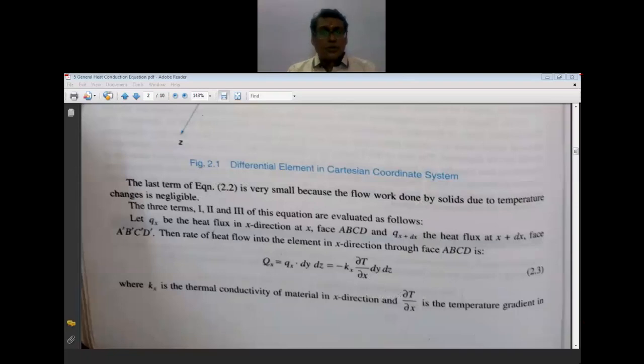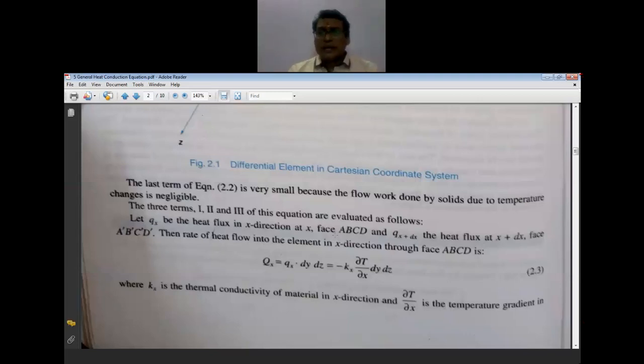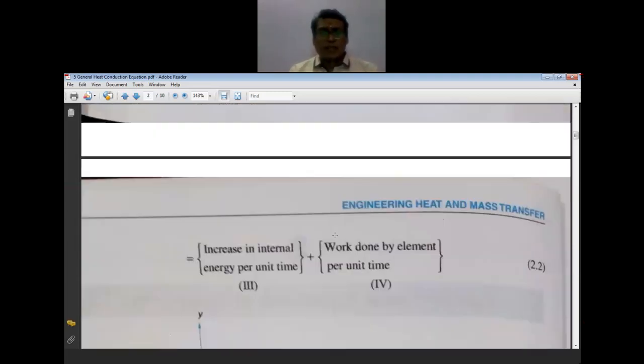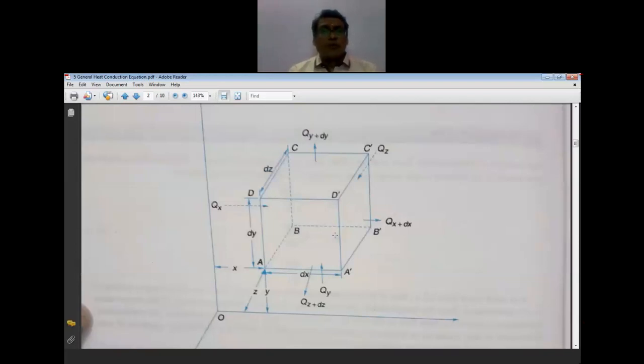So in continuation, the net heat flow into the volume element, that is the net heat conducted into the element plus the internal heat generation or consumption that will be there, is equal to the increase in the internal energy per unit time plus the work done by the element per unit time. So this is the three-dimensional cube we have taken into account.